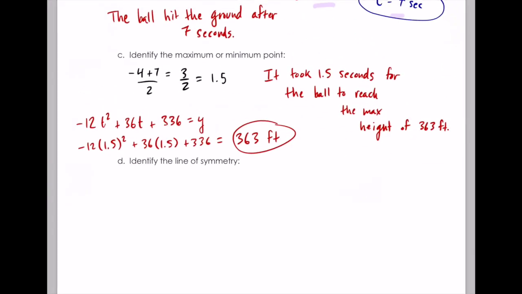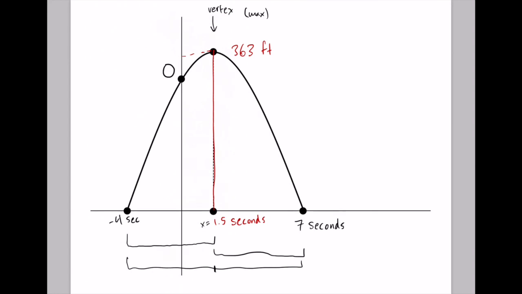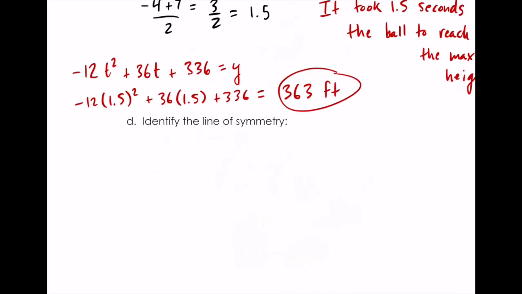Okay, last thing we want to look at is the line of symmetry. So that line of symmetry is that red line down the middle, the dotted line. Anytime that we want to give a vertical line, the equation for a vertical line is just x equals, or in this case, t equals, because we're using t instead of x. So it's as simple as taking the time from earlier and saying t equals 1.5. That's it.